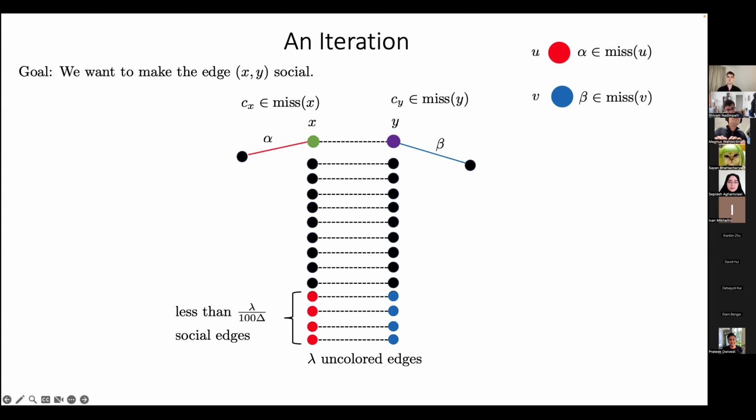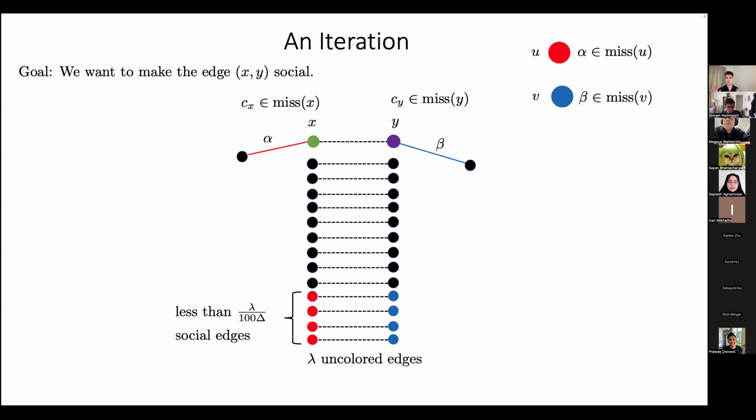Well, we know that X and Y will both be missing some colors, right? They just won't be the colors that we want, red and blue, but they will be missing some colors. So let's say that this node X is missing green and this node Y is missing purple. And if these two colors happen to coincide, then we can immediately color the edge for free and we make progress, right?